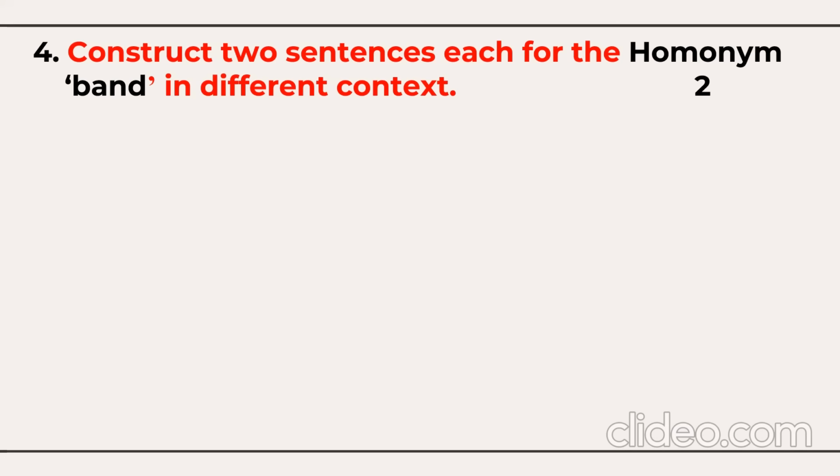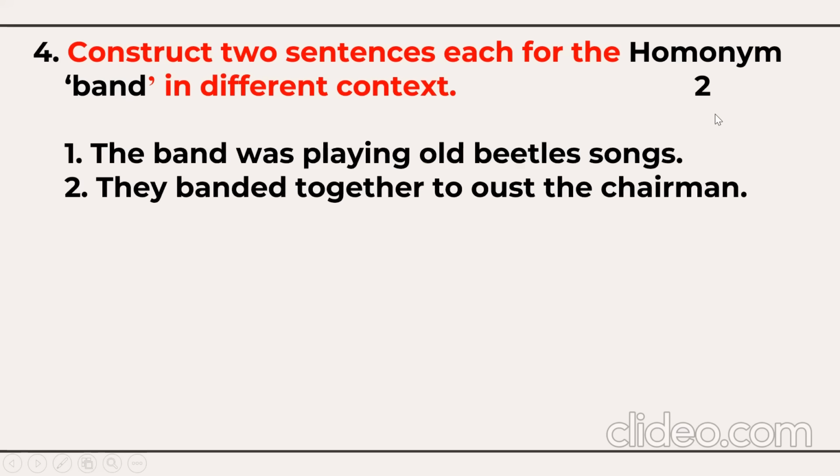So we need to write this homonym band in 2 different sentences, and in both sentences the band will have 2 different meanings. So let us see how. The very first one: the band was playing old Beatles songs. The second: they banded together to oust the chairman. So this band is a noun, and banded here is a verb. So the meaning differs here.